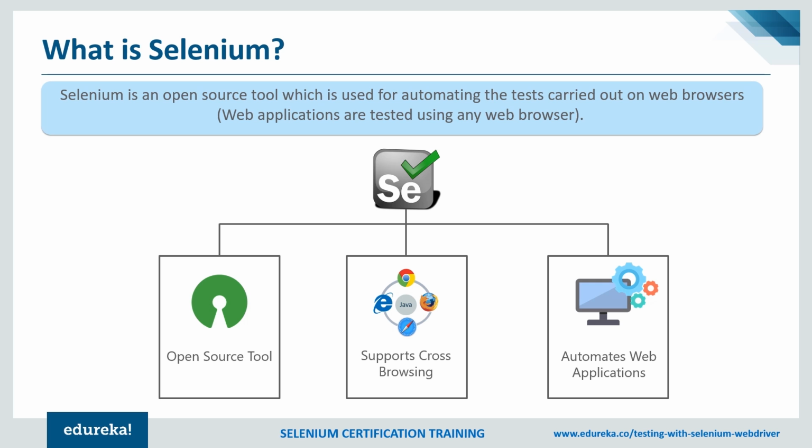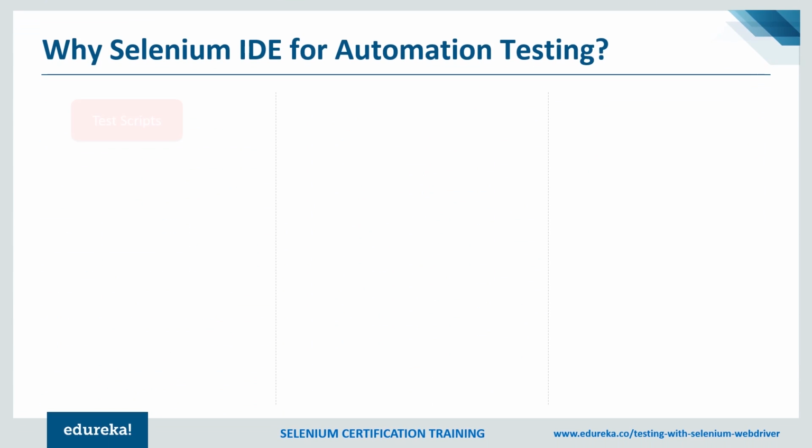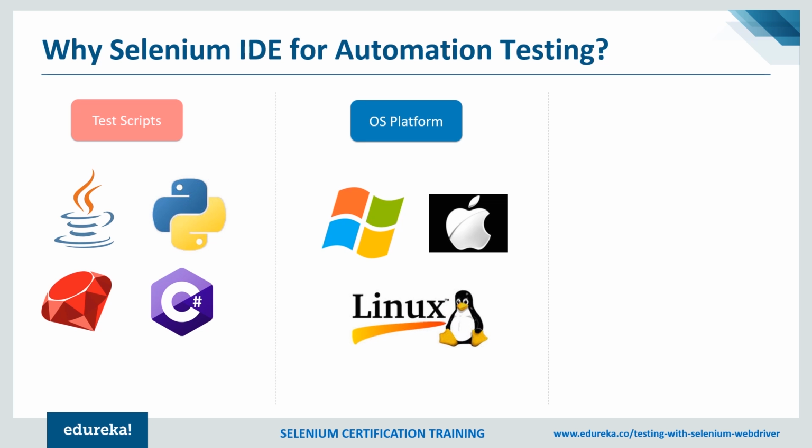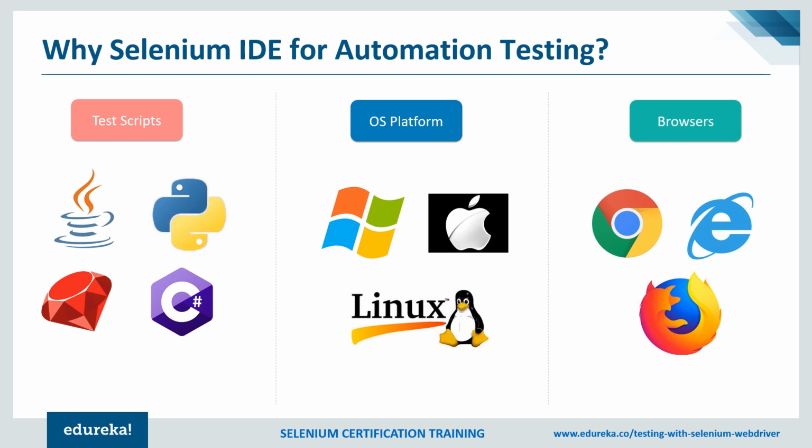Simple? Okay, now moving ahead, let's see why we need Selenium for automation testing. The main reasons are the test scripts can be written in any of the programming languages like Java, Python, Ruby, C#, .NET, etc. And tests can also be carried out in any of these operating systems like Windows, Mac, Linux, etc. And tests can be carried out using any web browsers like Google Chrome, Internet Explorer, Mozilla Firefox, Safari, Opera, etc.